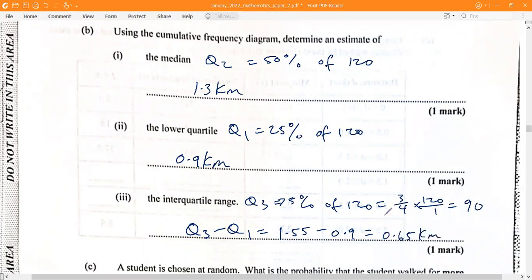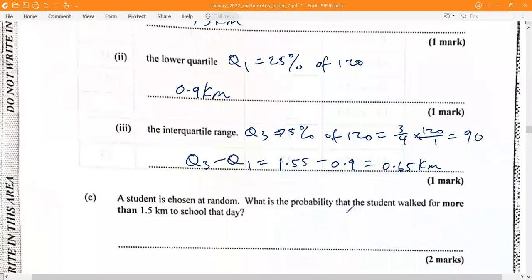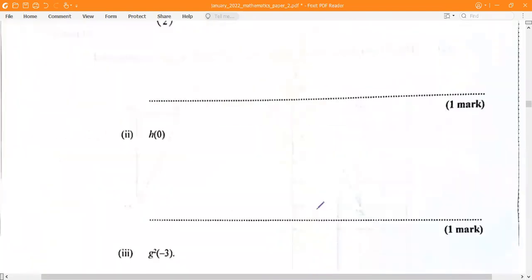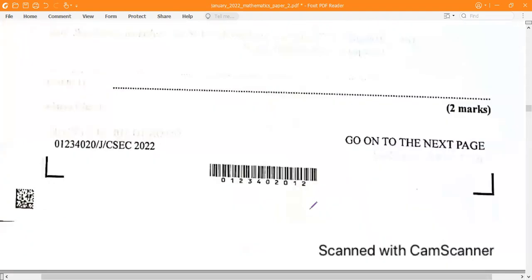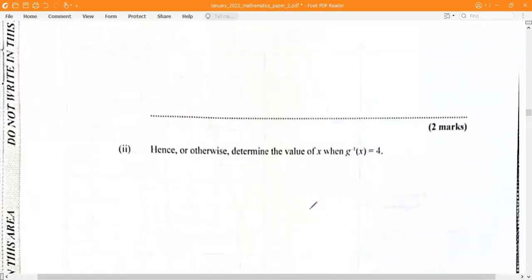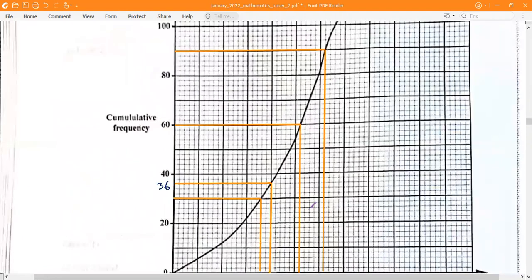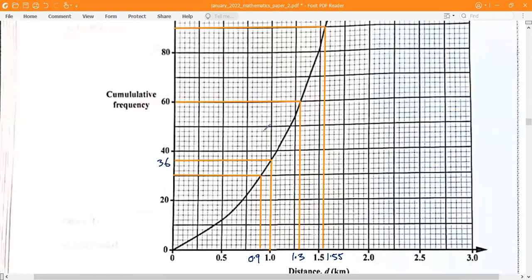Okay, a student is chosen at random. What's the probability that the student walked for more than 1.5 kilometers to school that day? So let's read off the 1.5 kilometers from the graph.